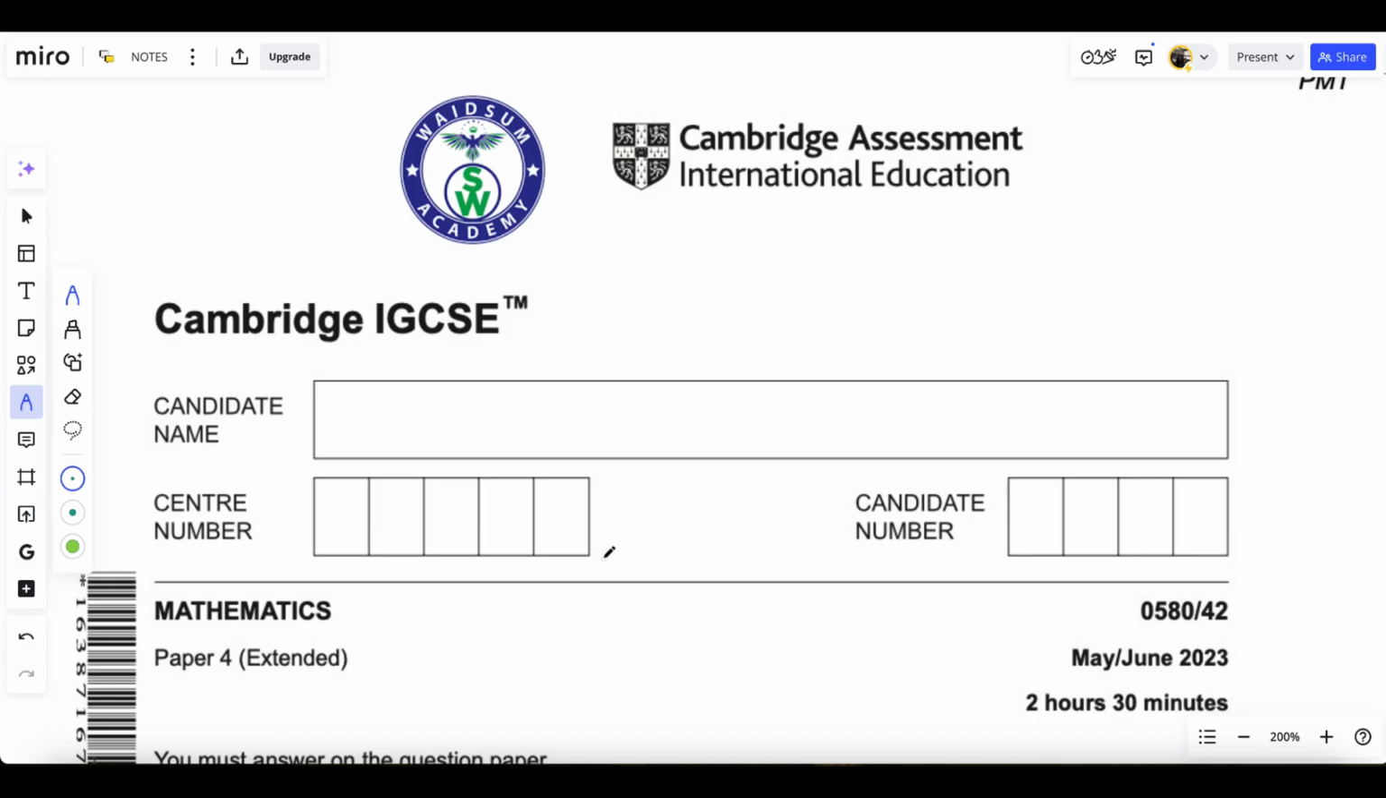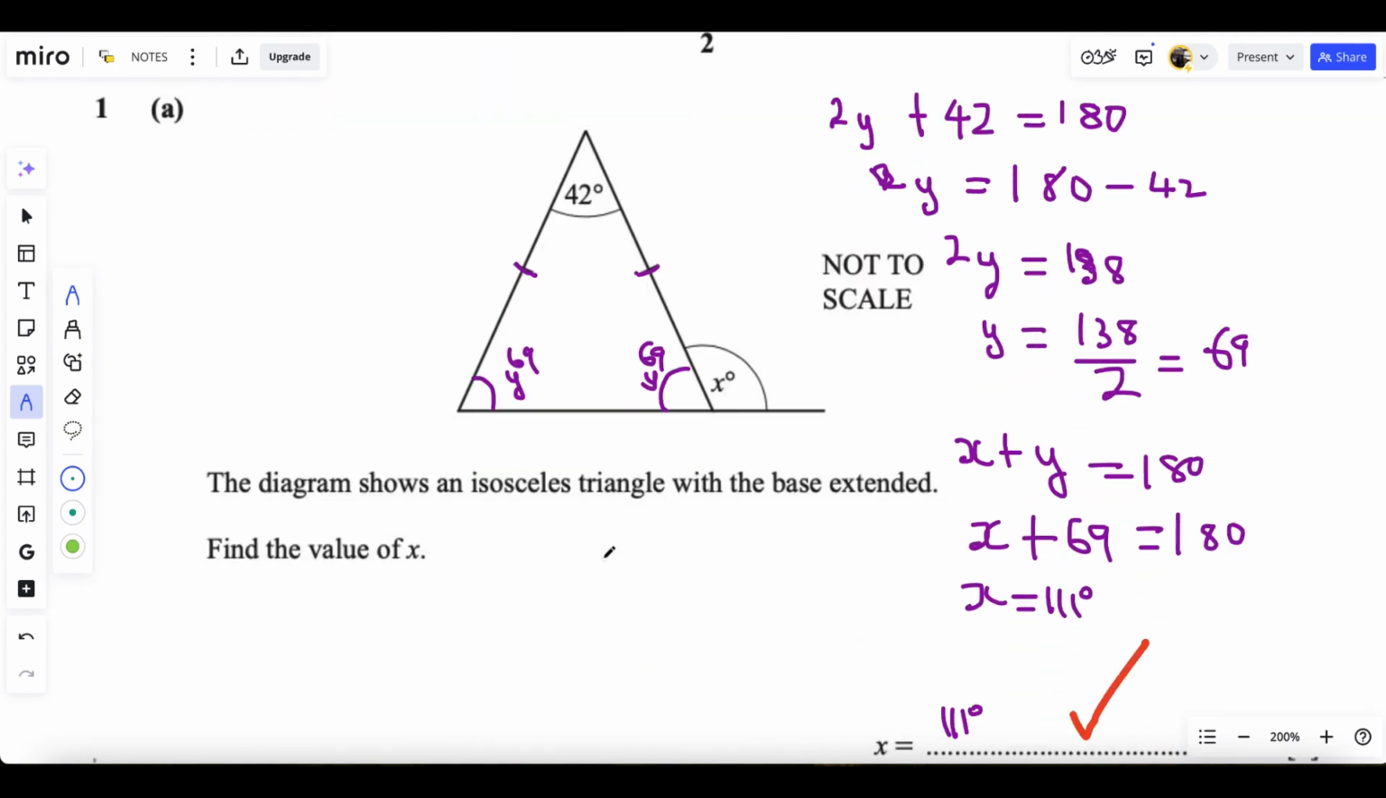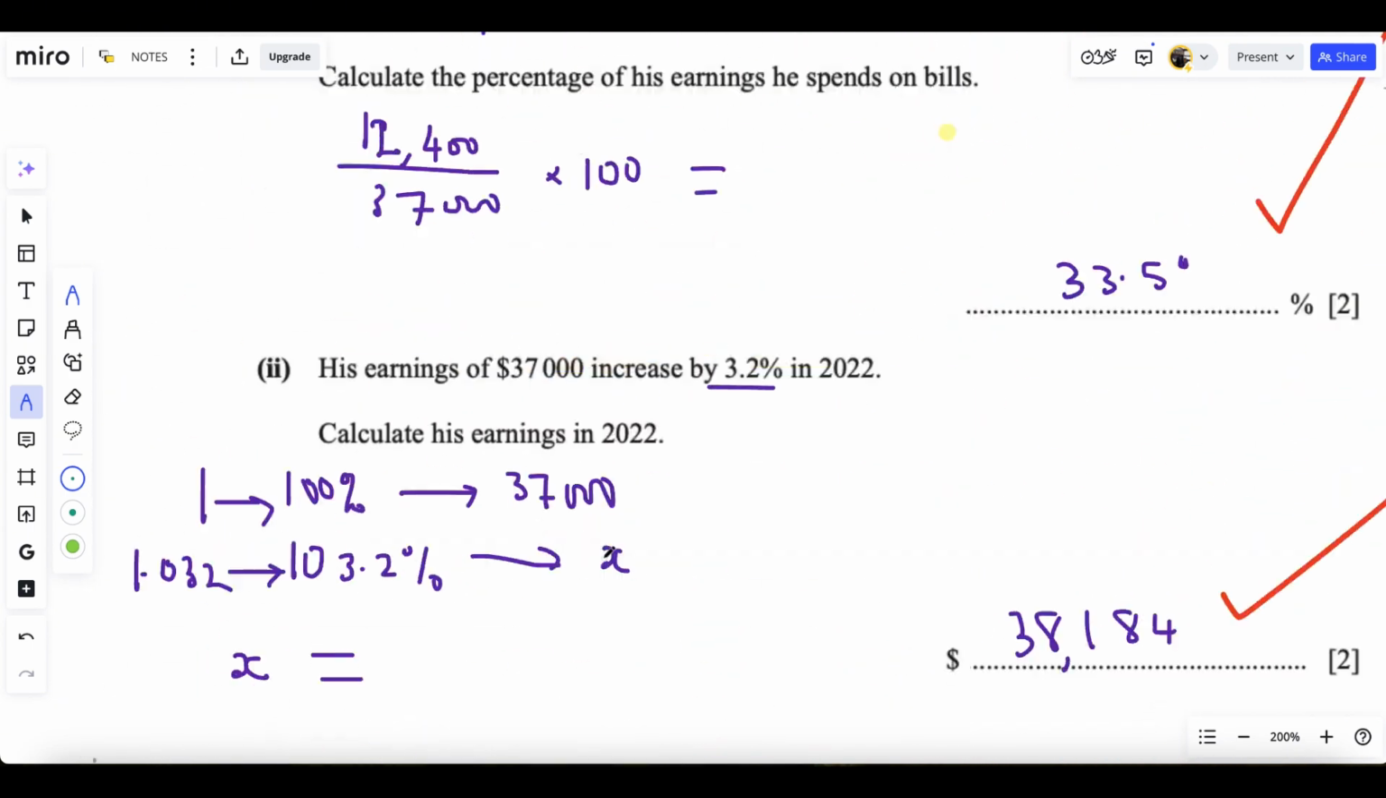Today we are taking Maths Paper 4, Variant 2, May/June 2023. So we've done part 1, today we're looking at part 2. Without much ado, let's begin. Let's go to our part 2.